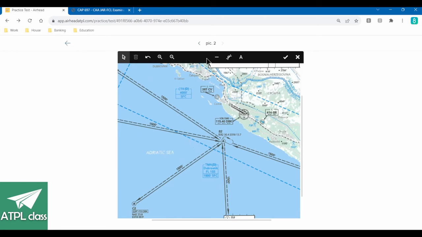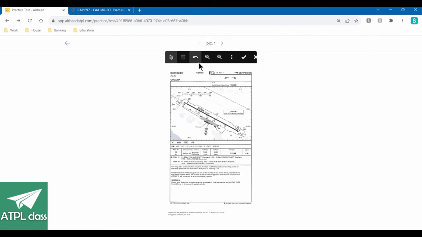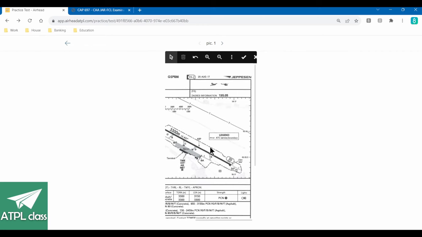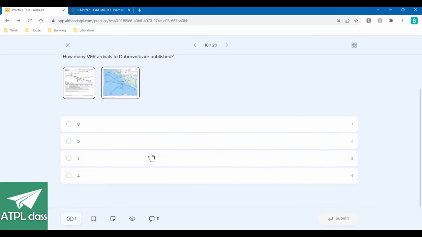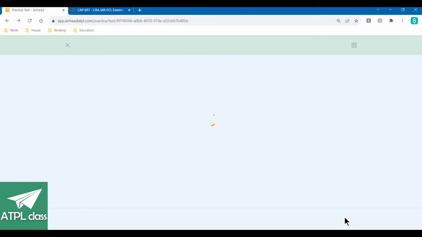1, 2, 3, 4, 5, and then you come onto a downwind leg. Any more clues in here? This is just runway. So I'm gonna go for 5. Simple as that? Yeah, there you go. 5 points for reporting, which are A2, F2, C2, D2, E5. All go to that central point.